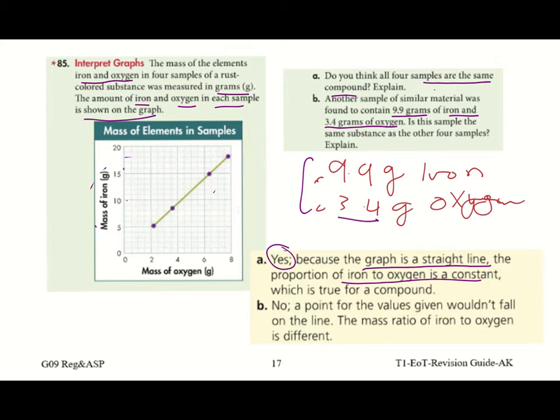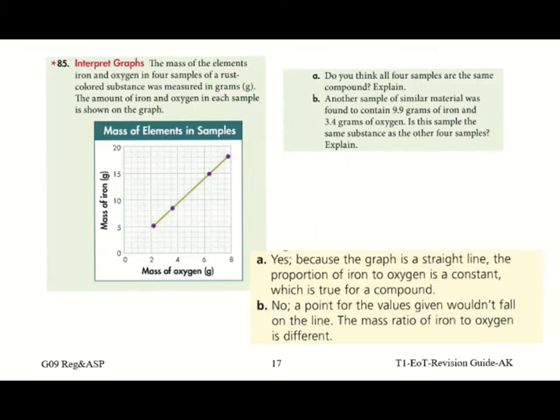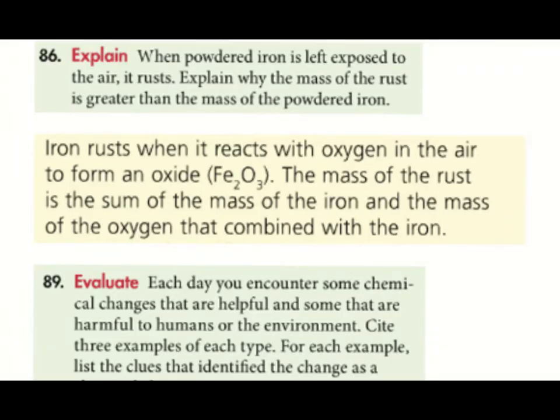Here, 9.9 and 3.4, which is here, so they are going to intersect in this position. Okay, so they don't meet on the line. So I will say no, because the point will not fall on the line. And this means that the ratio between the mass of oxygen and iron is different from those given on the graph.